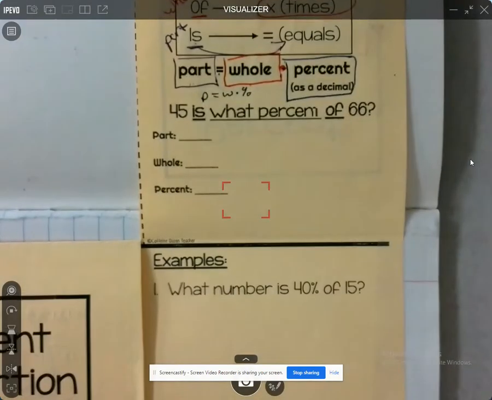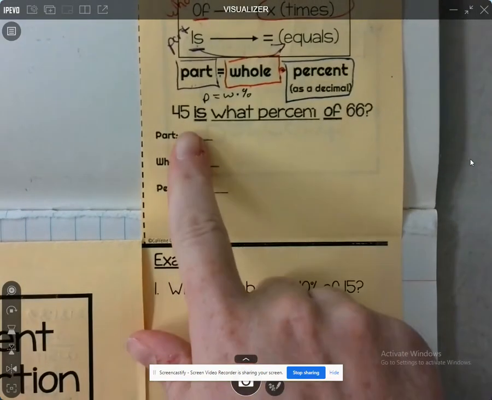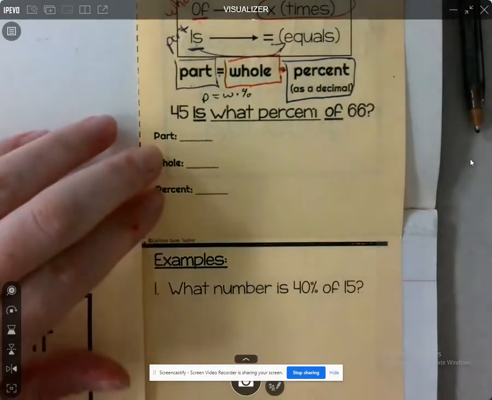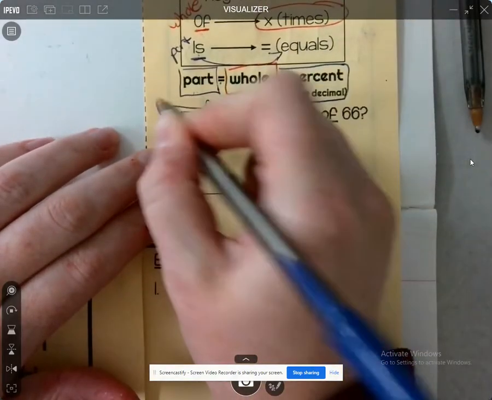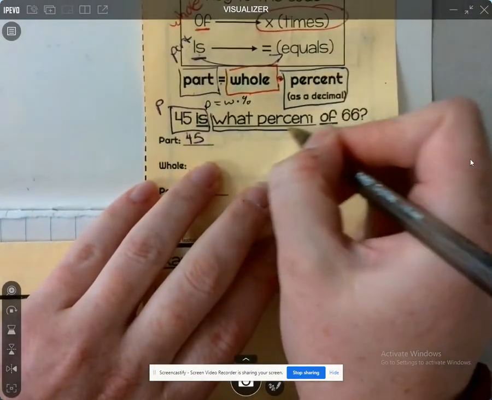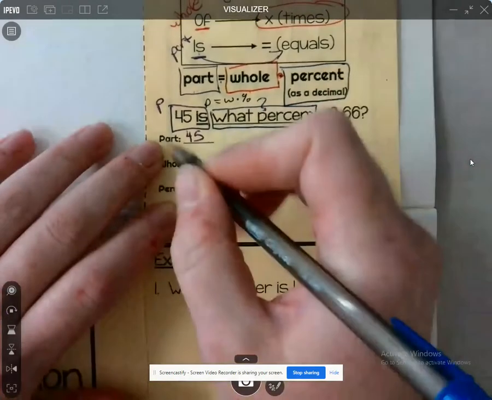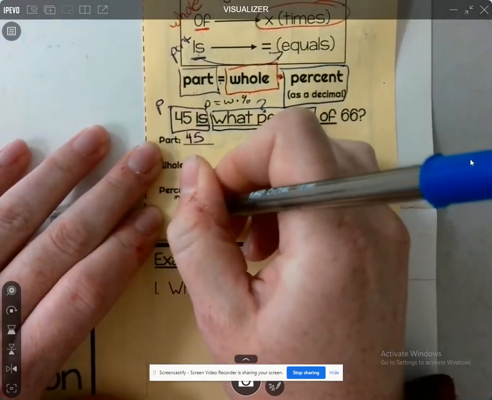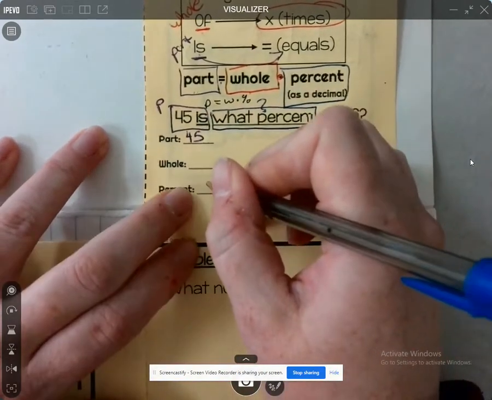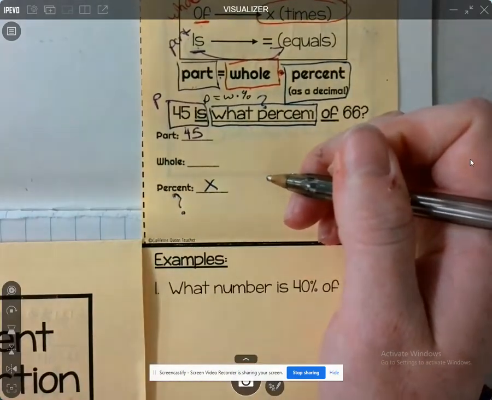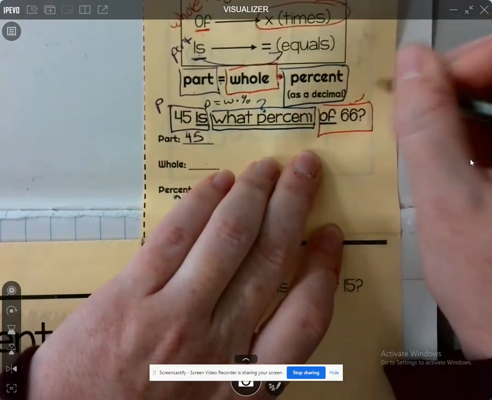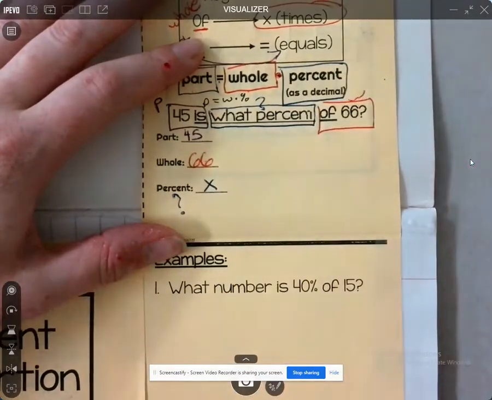Now we are going to read the question, underline, identify our part, whole, and percent. You want to get in the habit of doing this on every problem. It makes life a lot easier. 45 is, we see that is, we know that's our part, 45. What percent, here we go. They're saying, hey, guess what? We don't know the percent, and we use variables in math to represent numbers we don't know. And in this case, I'll use x just because I like x. It's the most common variable used. 45 is what percent of 66? Here we go. We know that's our whole, 66.